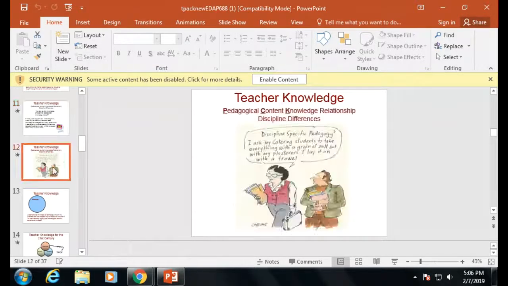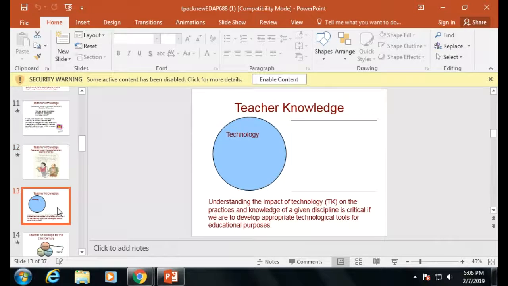Now, this little cartoon, which I'll get to, but I'll go ahead and show it to you. She says, I asked my catering students to take everything with a grain of salt, but with my plasterers, I lay it on with a trowel. This is the meaning of context. We'll come back to it in just a second.